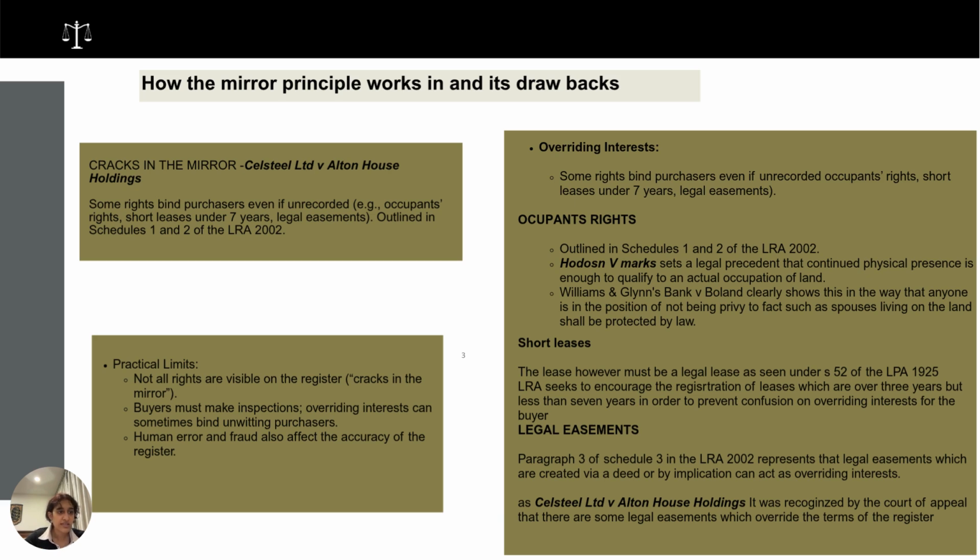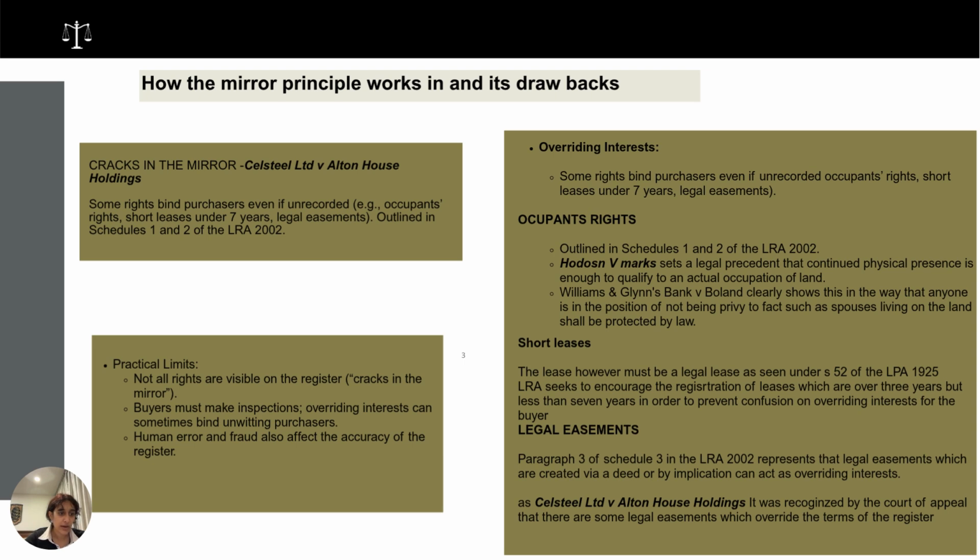Their occupation is easily found reasonable on an inspection of land where there is active knowledge on behalf of the purchaser on such interests. However, if the person occupying the land did not disclose that information concerning that they had reasonable opportunity to do so, then no such interest will be binding upon the purchaser. This is shown in the case of Williams & Glyn's Bank, where it shows that anyone that is in the position of not being privy to a fact, such as spouses living on the land, shall be protected by law.